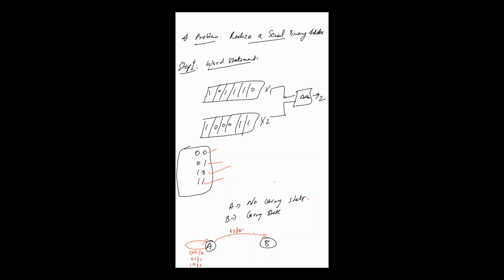Now consider you are at state B. State B means you are having a carry. Carry means you have to add a carry here, right? This is what it means. You are at state B. We have seen all the conditions when you are at state A. Now we will see conditions when you are at state B.